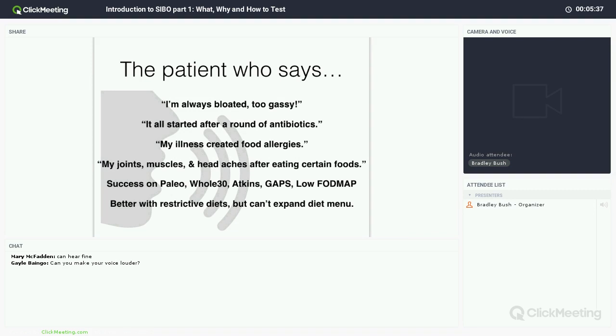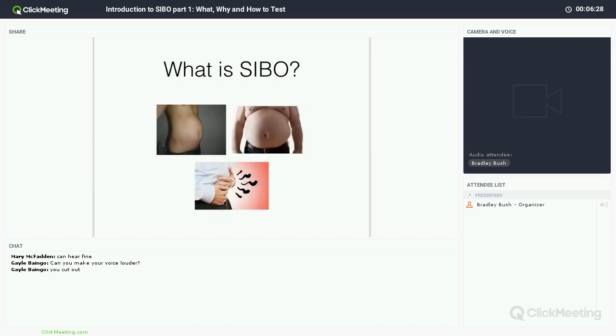So what are we looking at when it comes to small intestinal bacterial overgrowth? We're looking at patients who are always saying that they're bloated and too gassy, that their problems all started after a round of antibiotics, and that their illnesses had created food allergies. My joints and muscles ache after eating certain foods, and my headaches are worse after eating certain foods. These people often have success on the paleo diet or the Whole30 diet, Atkins diet. They've been very successful on GAPS or low FODMAP diets. But even though they're better on these restricted diets, they can't expand their diet menu and they're kind of stuck in this highly restricted food cycle.